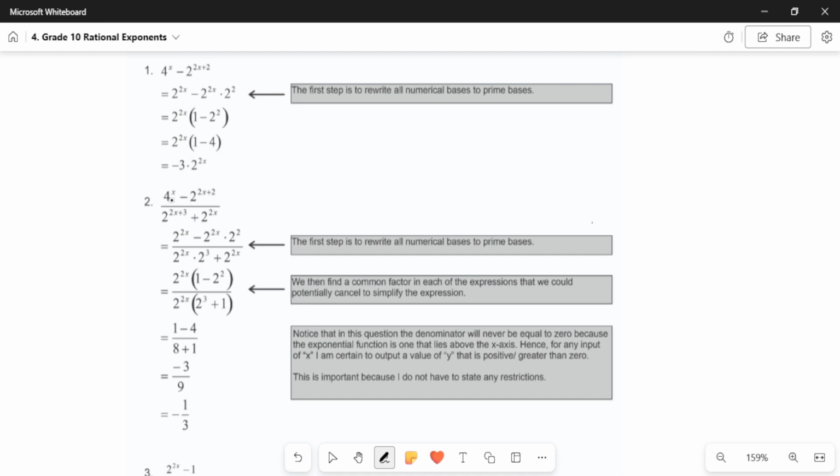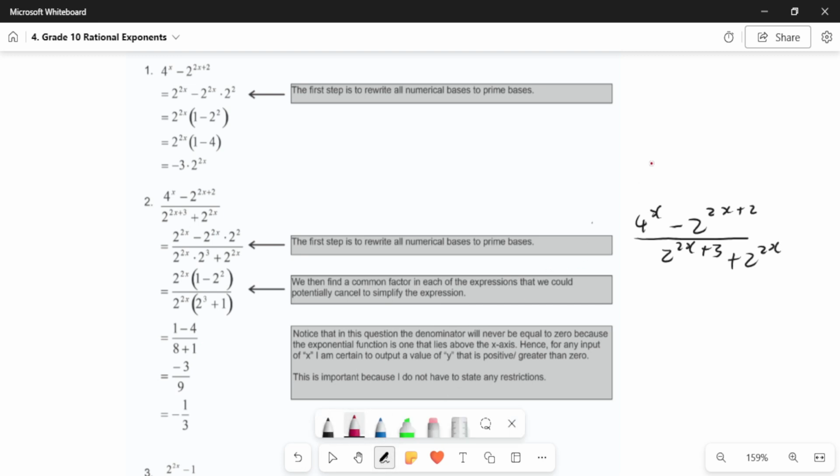Right, so now what we have here is 4 to the power x minus 2 to the power 2x plus 2 over 2 to the power 2x plus 3 plus 2 to the power 2x. Initially, the first time I see this question, I already know that this and this will cancel. So I already know I'm going to get rid of the variables, right? And I know I'm going to get a numerical answer.